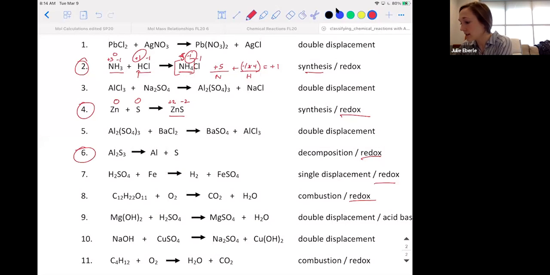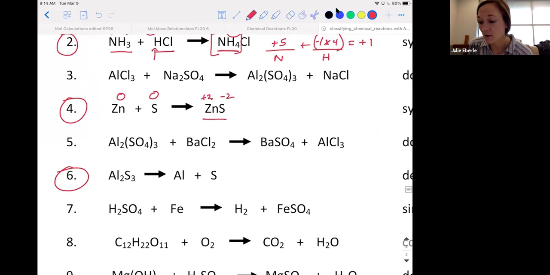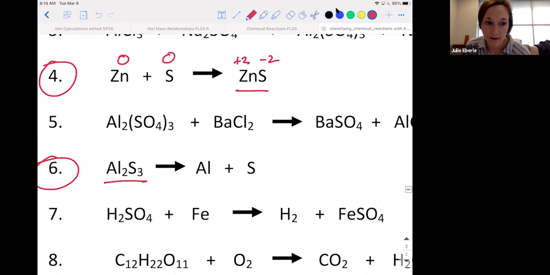Did you guys see number 6? So number 6, you have aluminum and sulfur, and it's breaking down into aluminum element and sulfide as an element. And that's redox as well, because it's just kind of opposite of number 4. 4 and 6 are opposite. One's combination, the other one's decomposition. And so you have the compound on the reactant side, so that's where they're going to have oxidation numbers that are not 0. But on the product side, the oxidation numbers are 0.